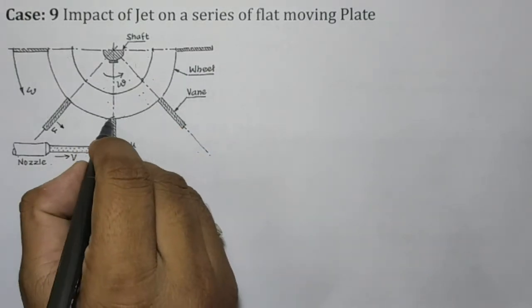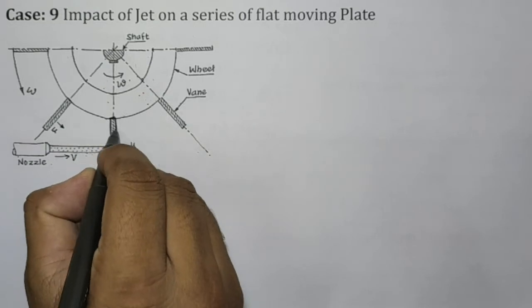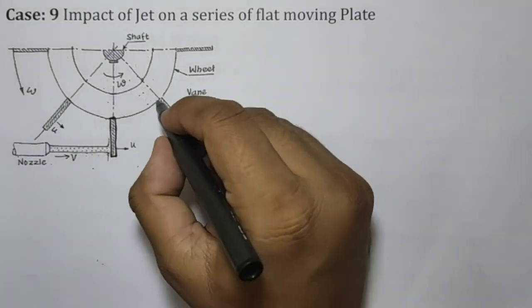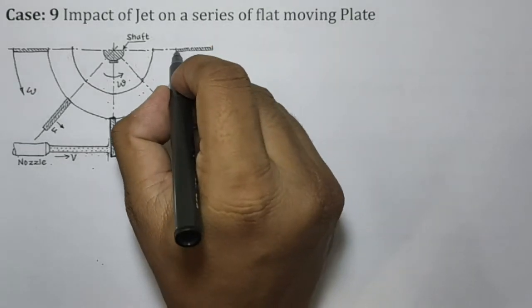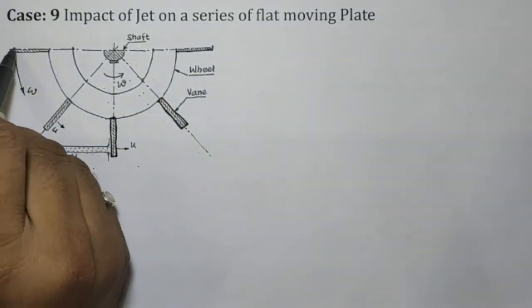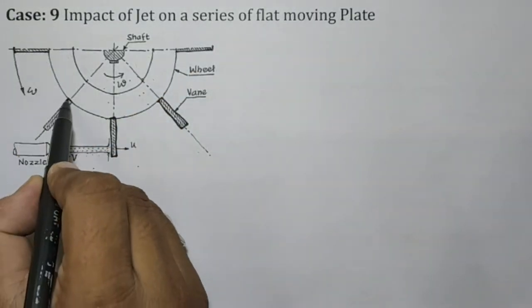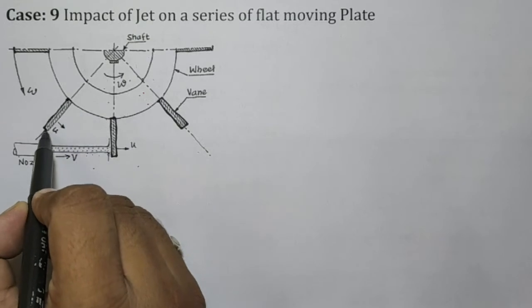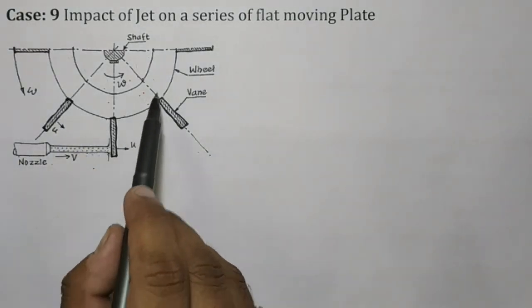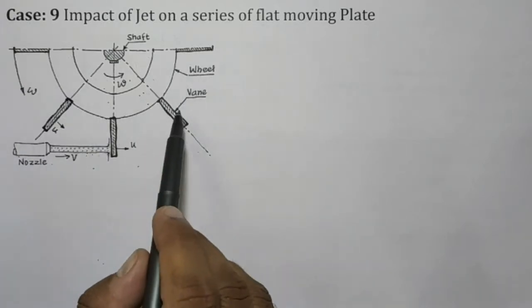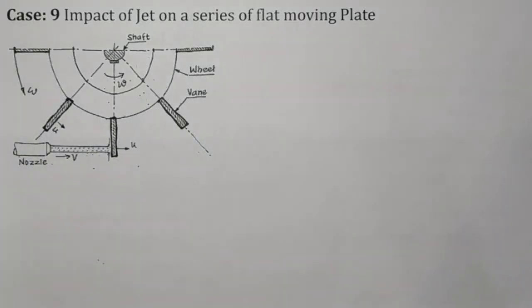This is the flat plate, and such flat plates are arranged on a wheel, which is also called a runner in the language of turbo machines. The vane plus wheel assembly is what we call a runner.